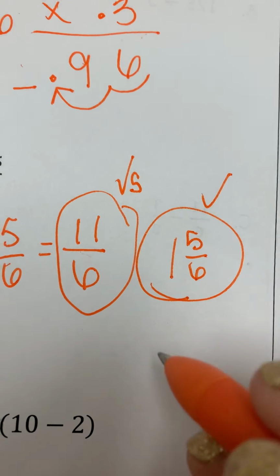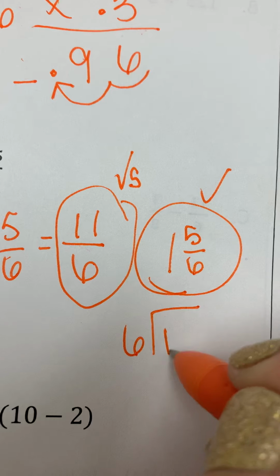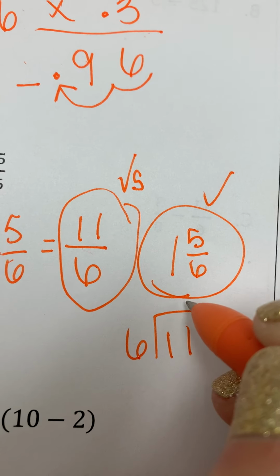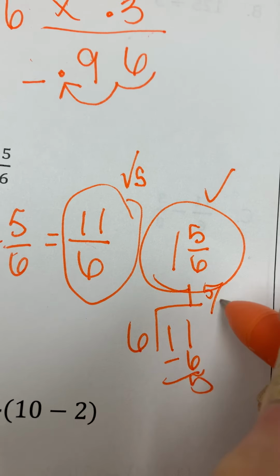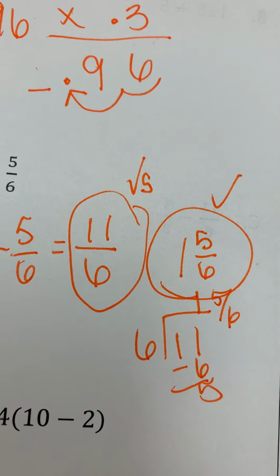What we just said was long division. So again, 6 on the outside, 11 on the inside. 6 can come out of 11 one time. Subtract that. You have 5 left over, 1 and 5/6. If you need help with that, see me privately.